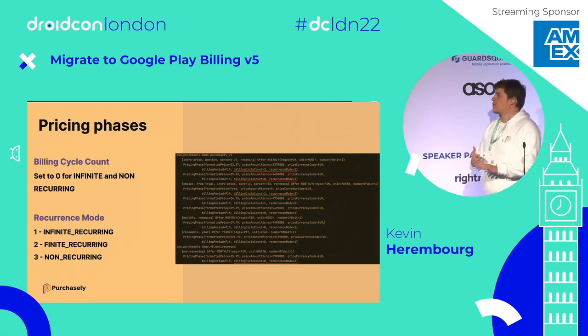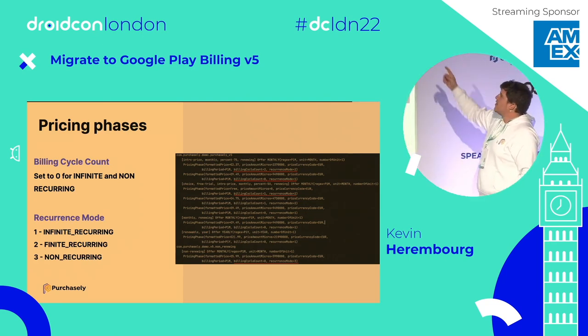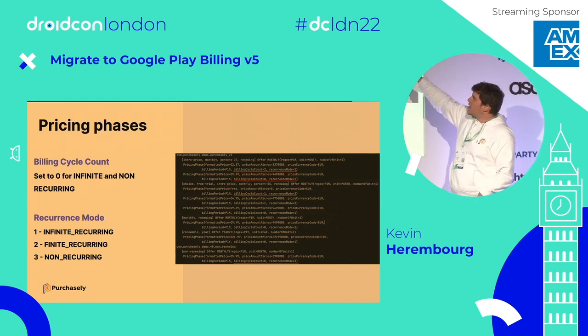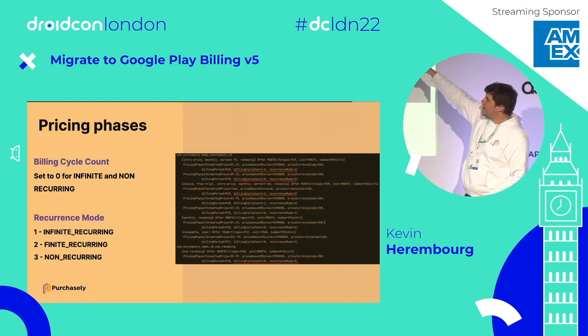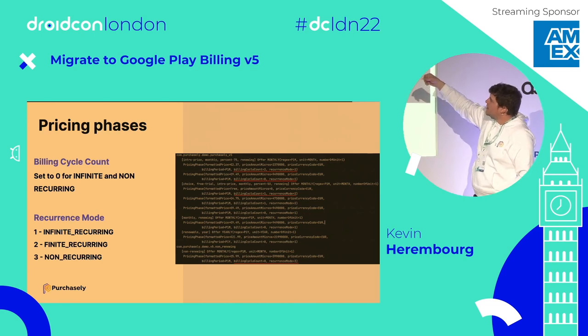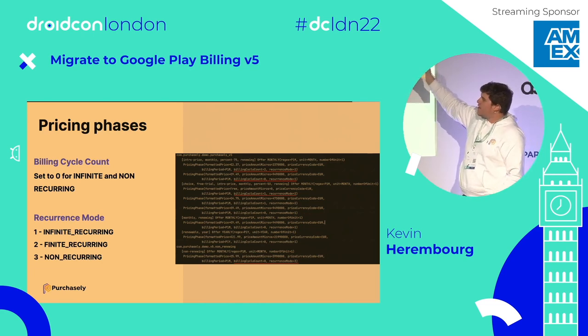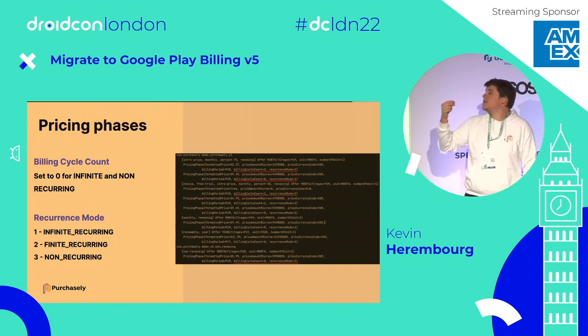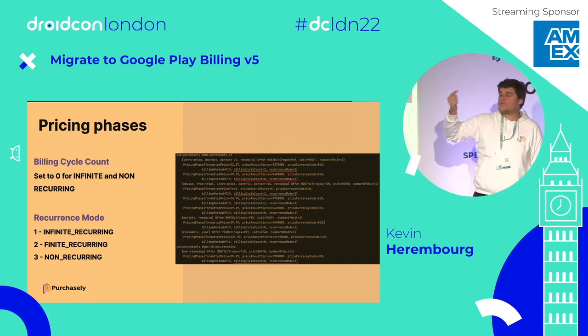What does it look like in your code? So this is my logcat. I made small logs of everything happening on my product. So I showed you the purchase list v5 that I created for this demo. And as you can see, I have something called pricing phase. And pricing phases are inside the offer you provide to your user.